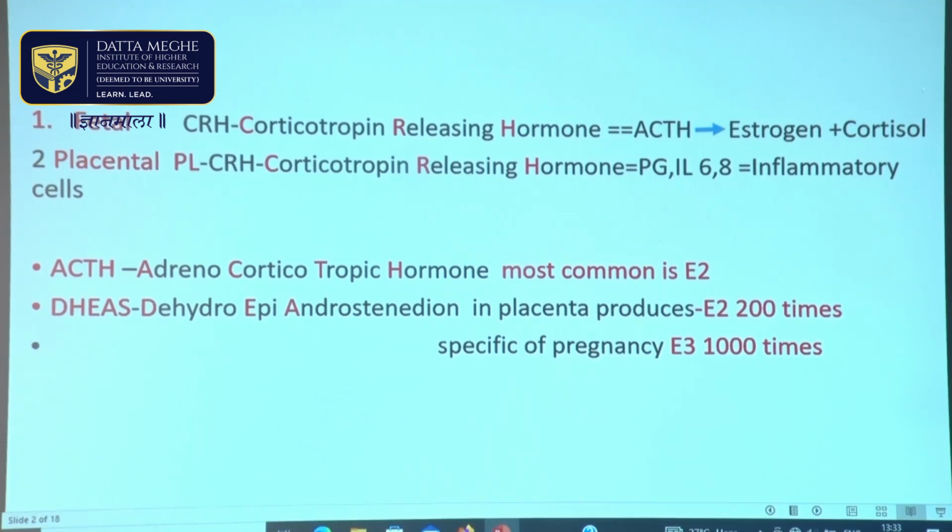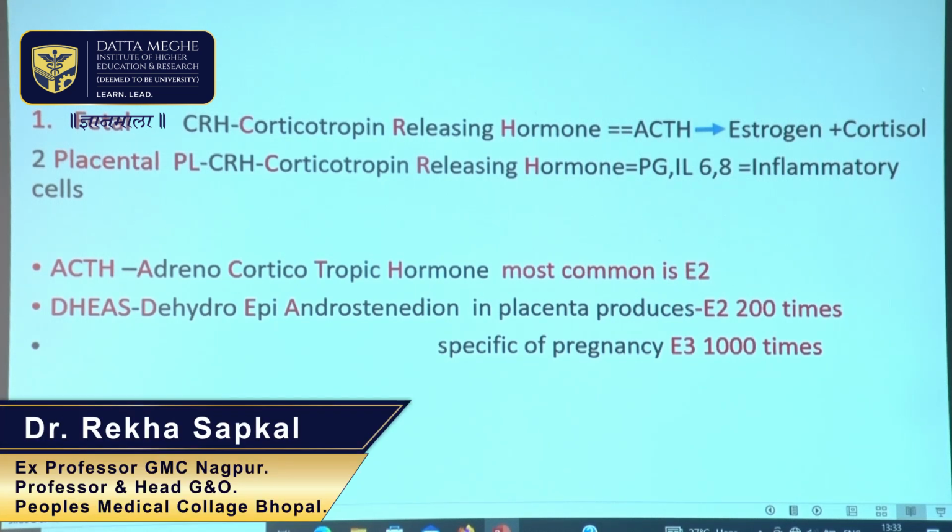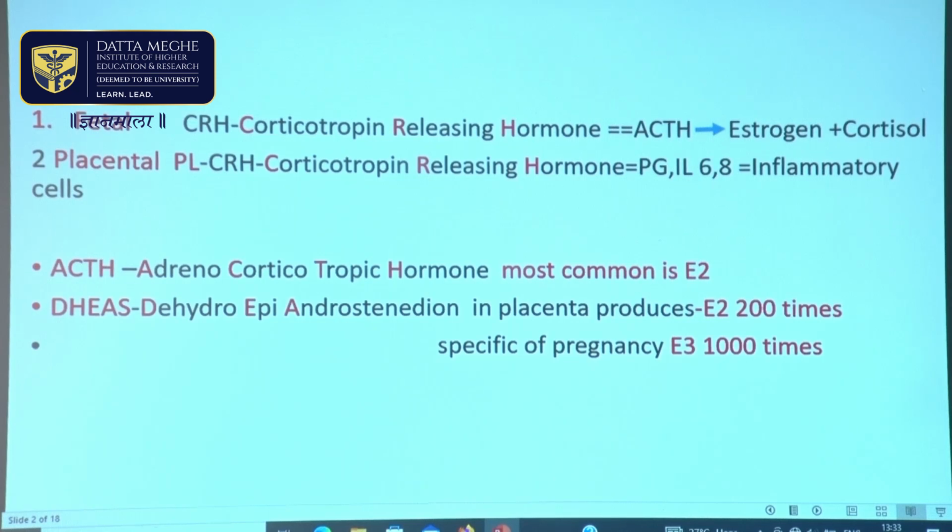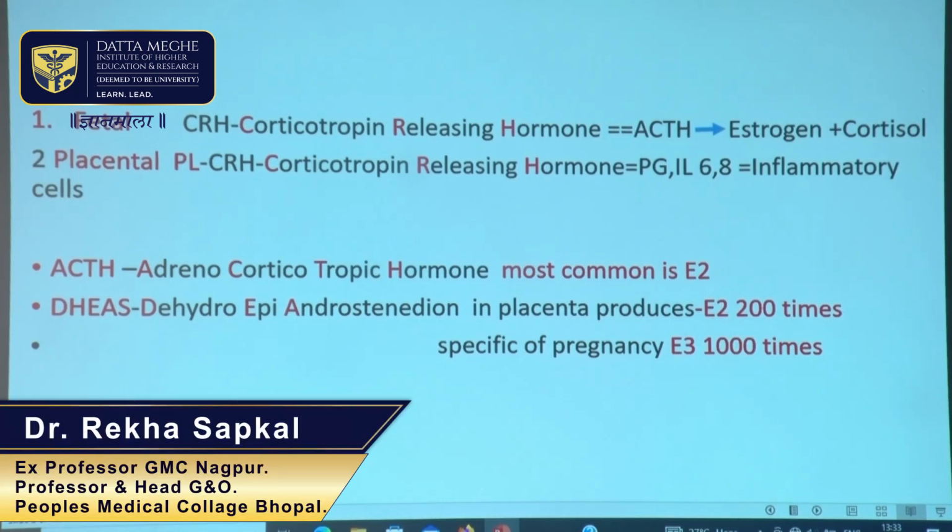Okay. About this, placental CRH is PLCRH, and this hormone produces prostaglandin also in interleukin 6 and 8. These are they which have got inflammatory reaction. Okay. ACTH is adrenocorticotropic hormone. It is most common. It produces estrogen. DHEAS, dehydroepiandrosterone, in the placenta it produces E3, that is E2, and specific of pregnancy E3 also.